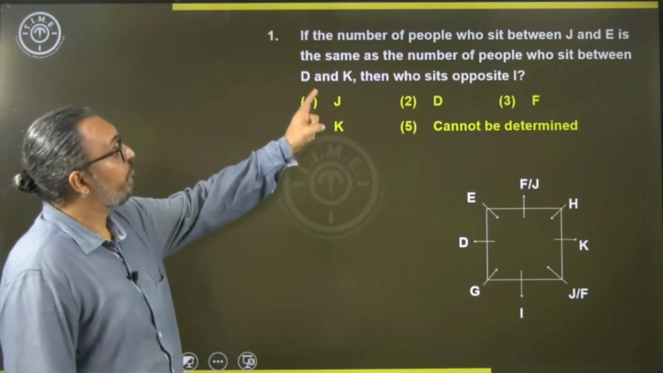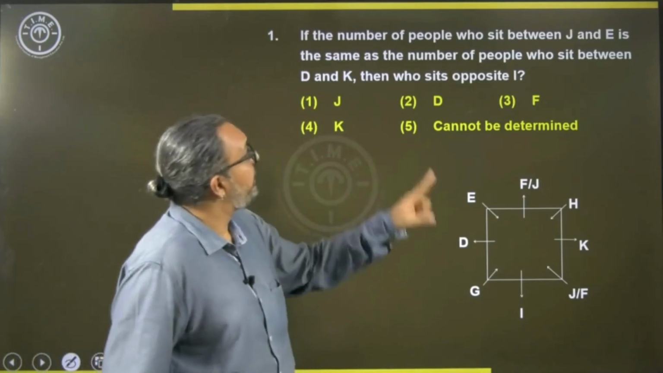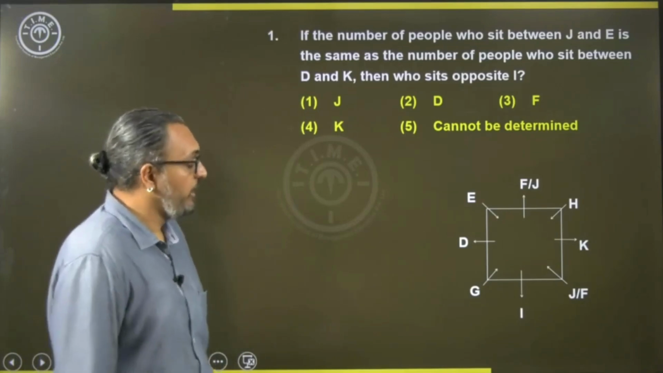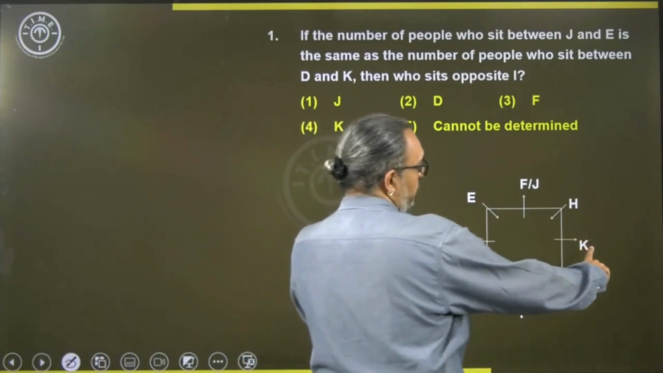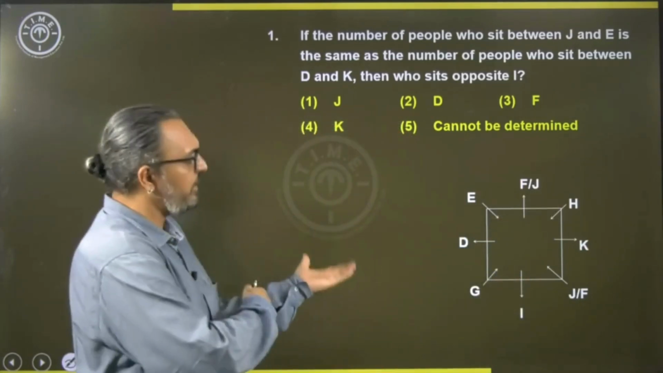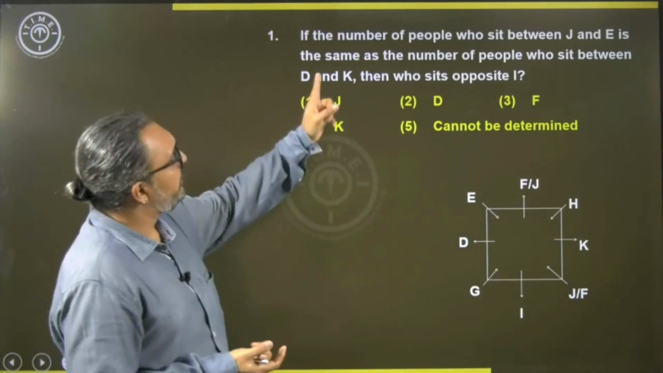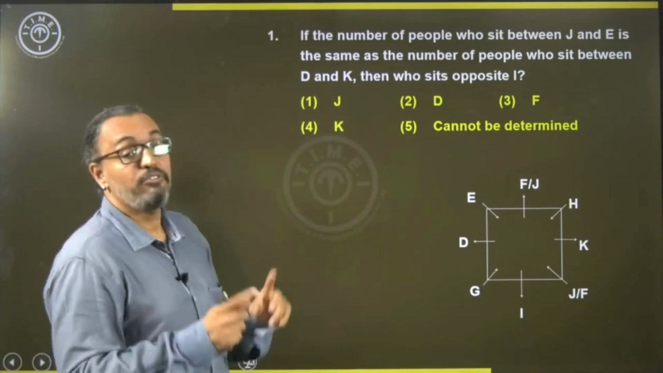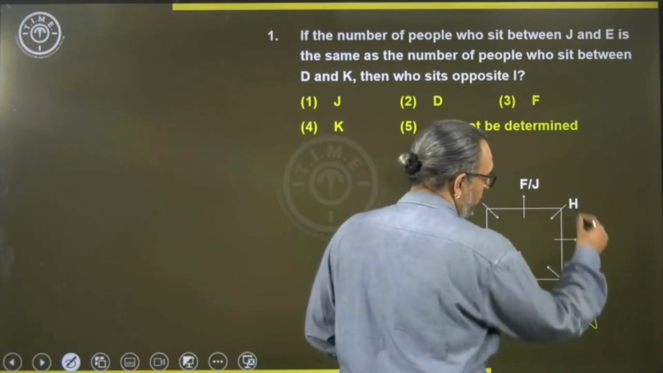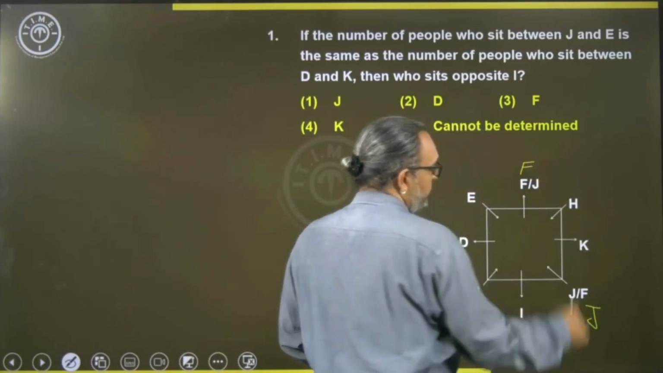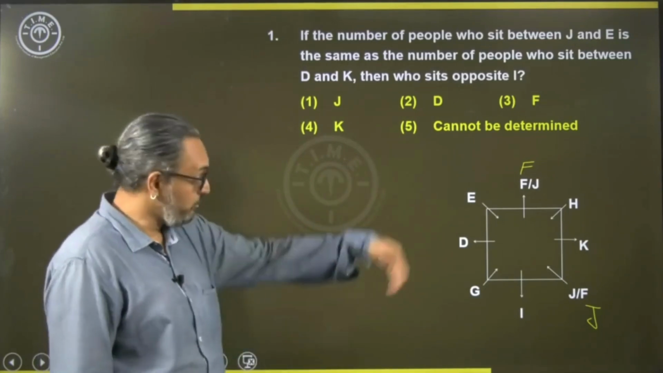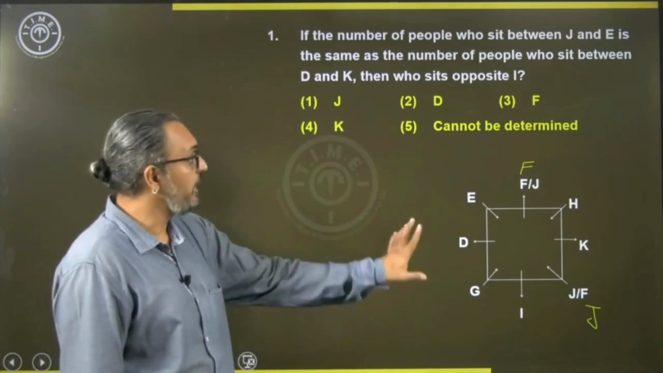Now, if the number of people who sit between J and E is same as the number of people who sit between D and K. Now check, the number of people who sit between D and K on either side is 3. Means basically D is opposite to K. And it should be same as the number of people who sit between J and E. So basically J and E, he is asking us to consider opposite. So J here, F here, such that E and J are having 3 persons between, same as D and K.